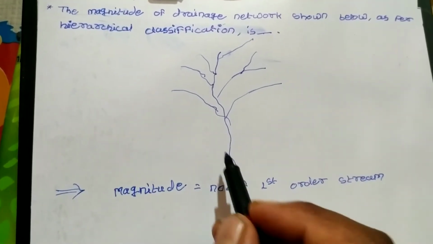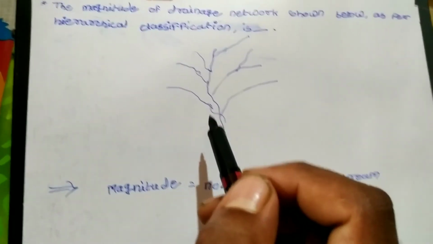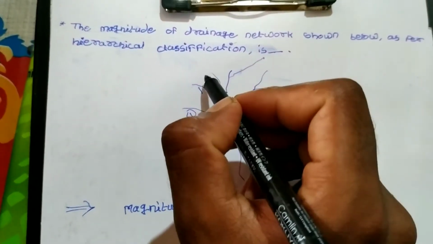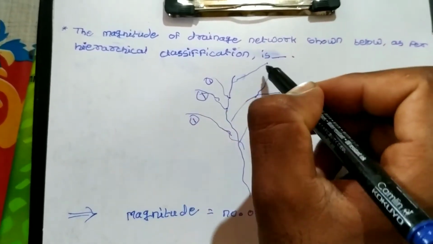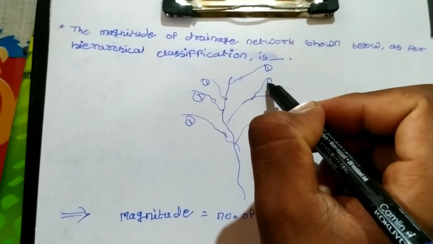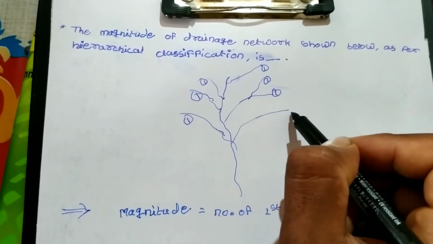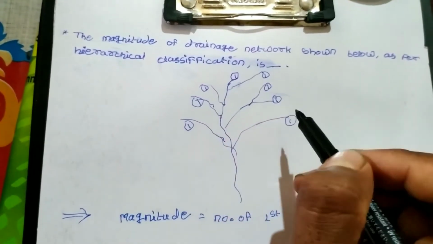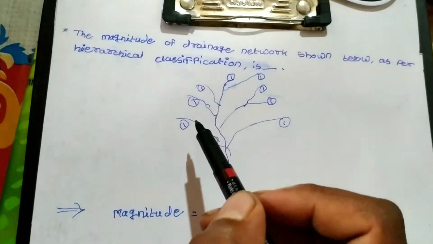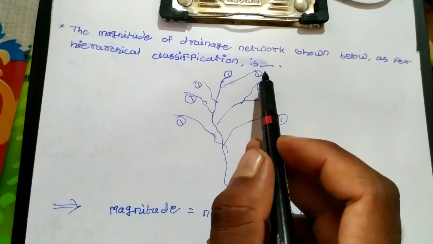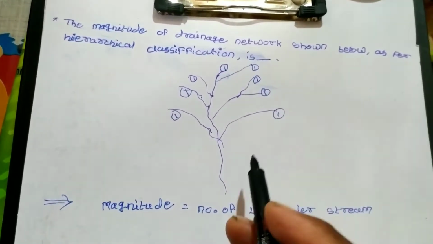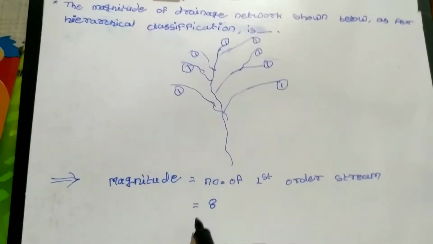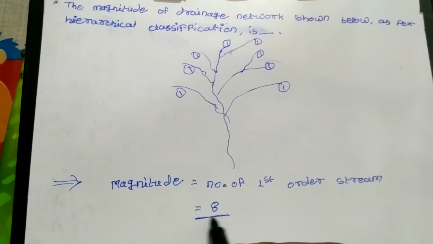If we give numbering on this drainage network, this is 1, 1, 1, 1, 1, 1, 1, and this is also 1. So how many first order streams? 1, 2, 3, 4, 5, 6, 7, 8. Total is 8 first order streams. So magnitude will be 8.